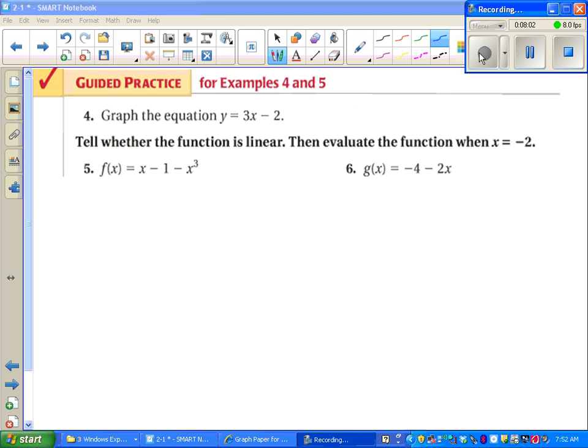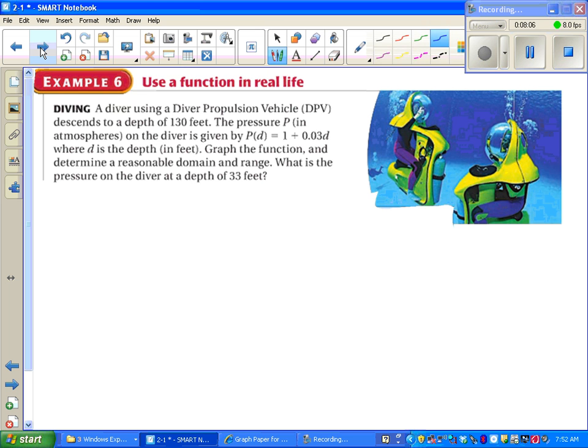At this point, you can pause the video and try the guided practice on your own, or you can do these later. Our last example, we'll go ahead and pause the video, read what's going on, and we'll discuss it shortly.